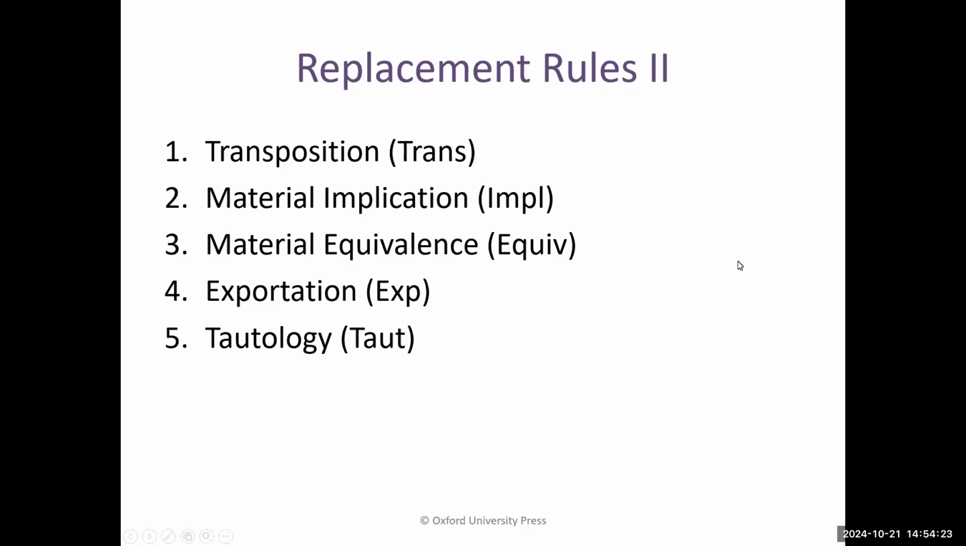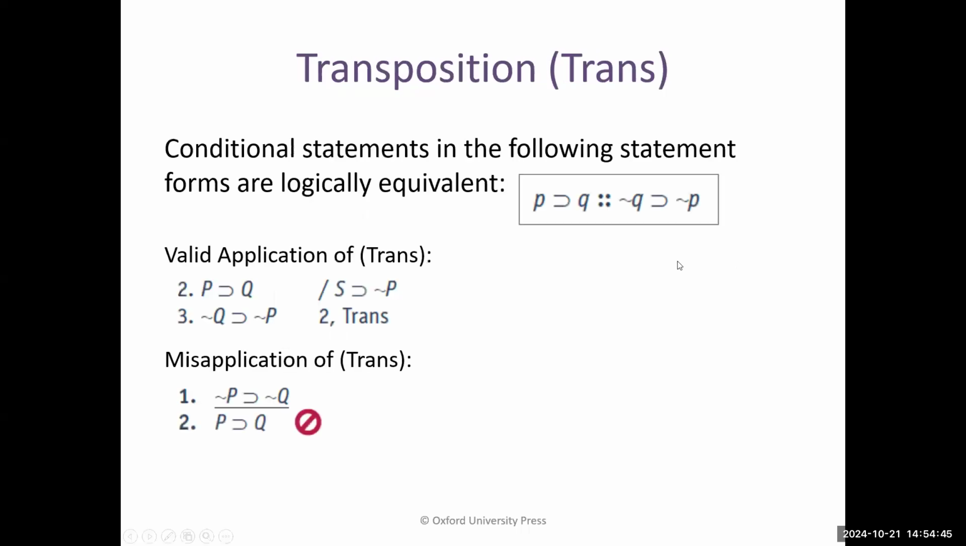All right, we're back from our break, logicians, and ready to learn the second set of replacement rules, which you will find in your textbook in Chapter 8, Section F: transposition, material implication, material equivalence, and exportation, and tautology. Let's get started. First of all, is transposition. What's in the box is what you want to memorize.